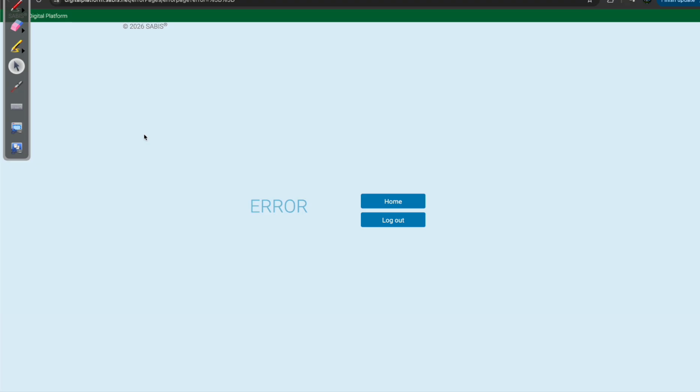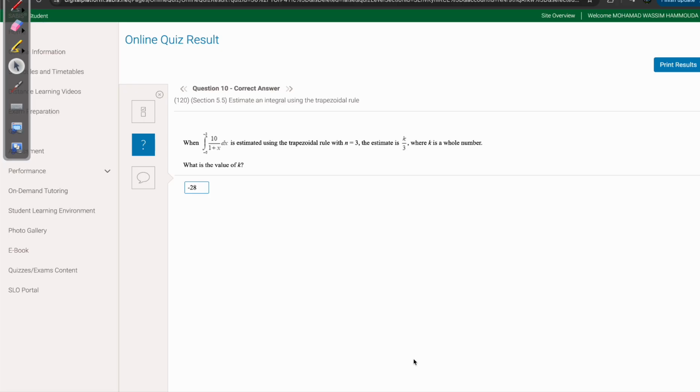This question: the integral from negative 6 to negative 3 of 10 over 1 plus x dx is estimated using the trapezoidal rule with n equals 3. The estimate is k over 3, where k is a whole number. Look, to find the height, it's the same as the first question if I'm not mistaken. So height, how do we find it? We're gonna do b, which is negative 3 in this case, right? B and a being the limits.